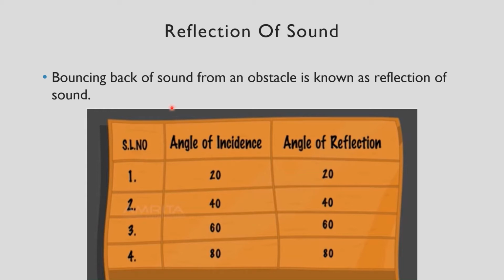And now let's keep the angle of incident at 90 degrees and see the value of angle of reflection. So again, when you change the position of this tube, you will hear the maximum amount of sound when you keep it near 90 degrees. So again, it proves that this angle of incidence is equal to this angle of reflection.